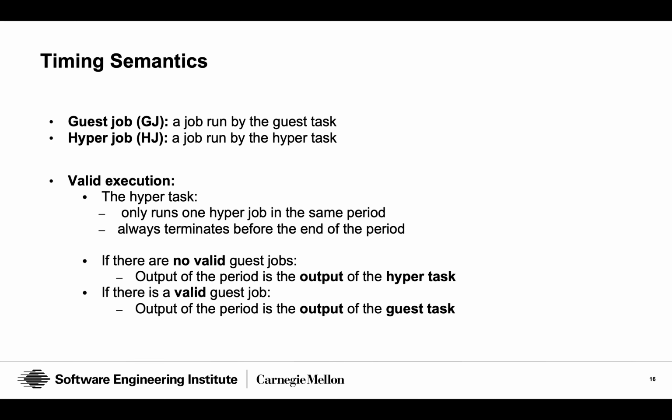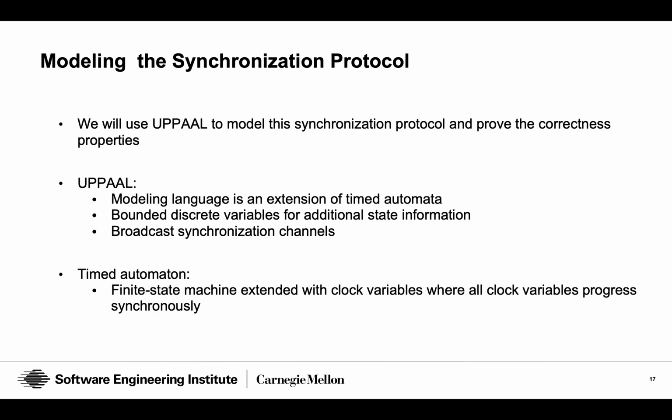To have a valid execution of the mixed trust framework, we have the following properties. The hypertask only runs one hyperjob in the same period and always terminates before its deadline. We can enforce this since the hypertask is run in a protected and verified micro-hypervisor, and prior work has proven that it will have enough time to execute its job. The output of a valid execution will be either the output of the guest task, if there was a valid guest job, or the output of the hypertask otherwise.